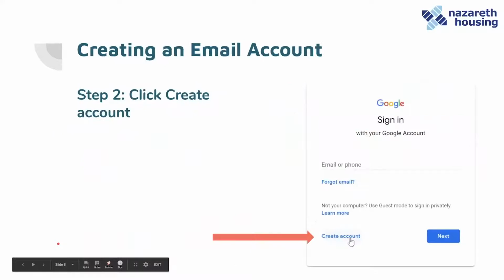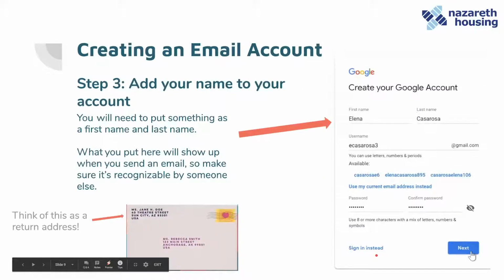All right, so once you either download or open the Gmail app on your phone, or you went on your computer, the next step will be to click on Create, right? And then if you click on Create, it will take you to this next page. Sander? It will take you here. So this is your step number 3. So you will need to add your name and your last name, right? What you put here will show up when you send someone an email. So make sure that it's recognizable by someone else. Think of this as a return address when you're sending a letter in the mail, okay?